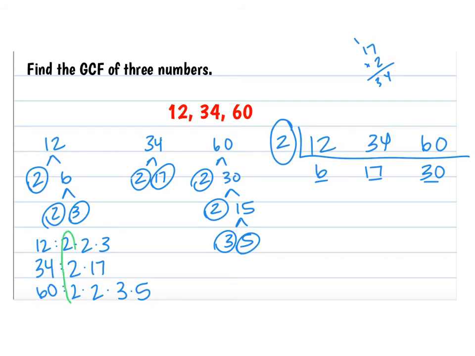So they all have a 2 here. The 12 and the 60 have 2s and 3s, but the 34 doesn't. The 60 has a 5, but none of the other ones do, and same with the 17. So the only number that they have in common is 2, so that means my greatest common factor would be 2.